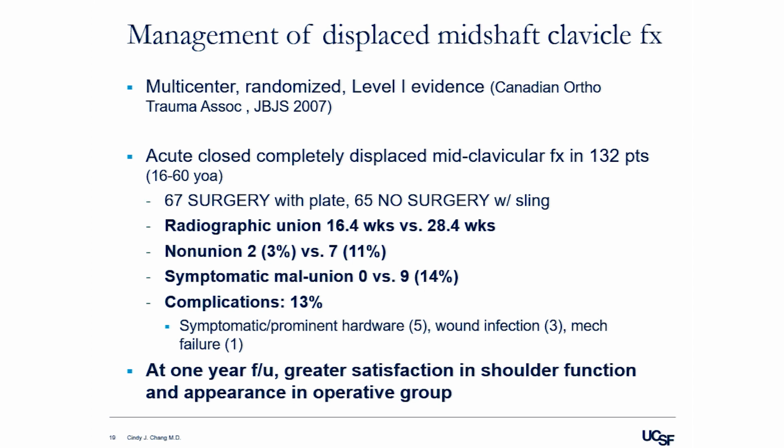Union, radiographically, was 16 weeks for the surgery versus 28 weeks for no surgery. Non-unions were higher with no surgery. Symptomatic malunions were higher in the no surgery group, 14% versus 0. Complications, of course, were 13% more in the surgery group, because of hardware, wound infection, mechanical failure. At 1 year follow-up, there was greater satisfaction in shoulder function and appearance in the operative group. These were not defined as athletes.